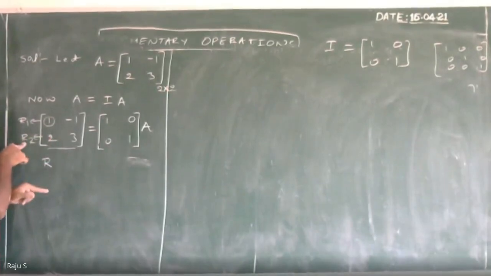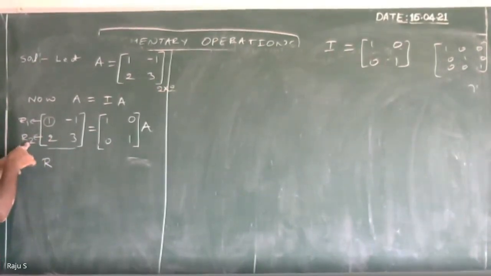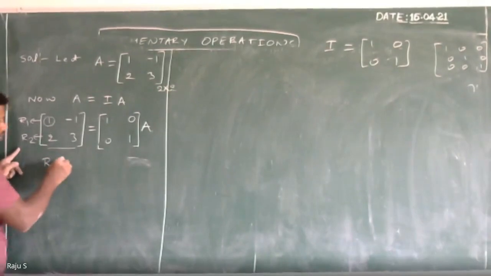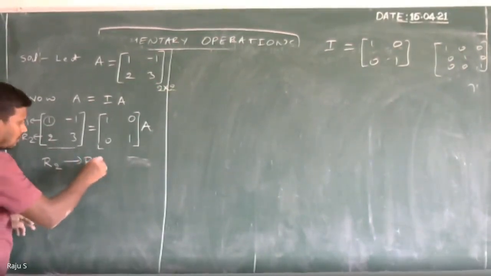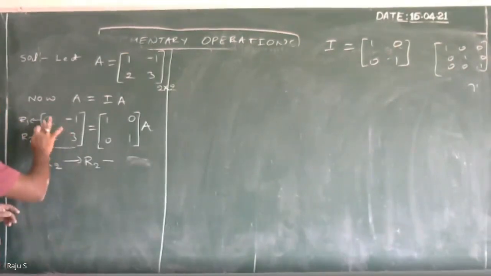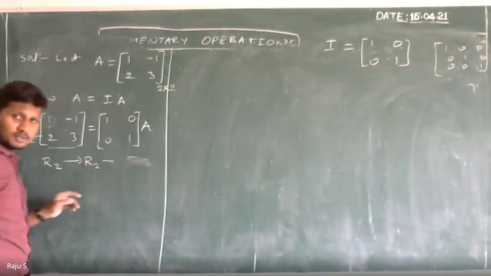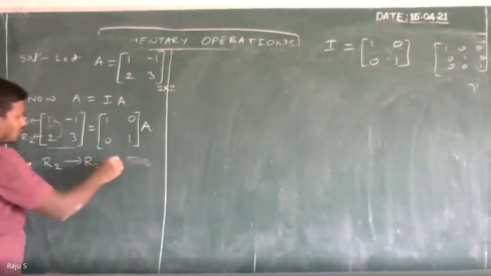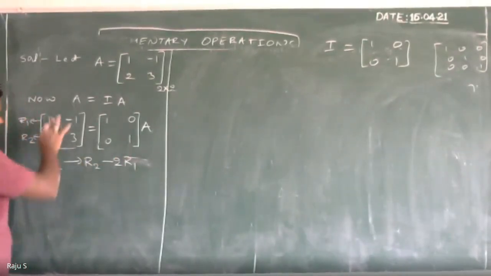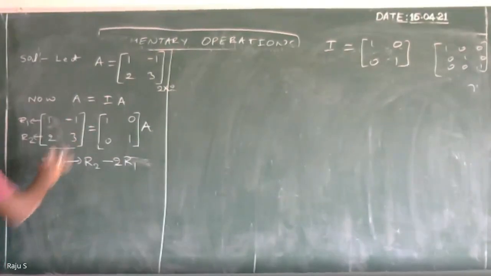2 belongs to which row? R2. R2 tends to, fine. Write R2 minus. I want to apply the third row property. I want to multiply this 2 here, 2 R1. Is it okay? Yes.